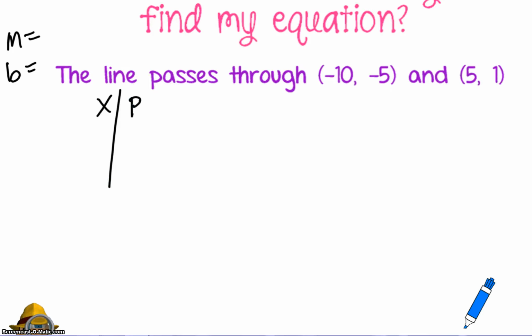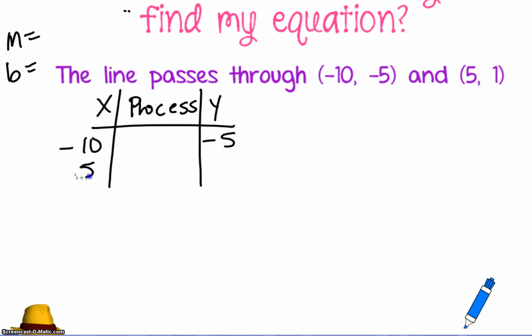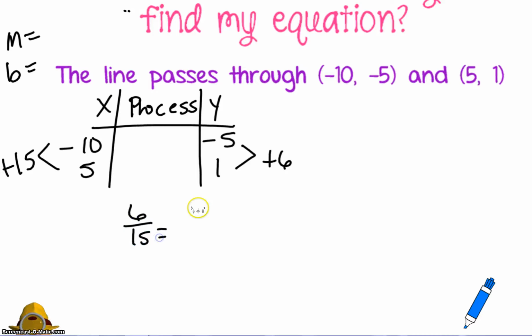Make an x and y table. So -10, -5, 5, 1. How do you get from 5 to 1? Plus 6. -10 to 5 would be 15. So 6 divided by 15 is, well, divide by 3, divide by 3.